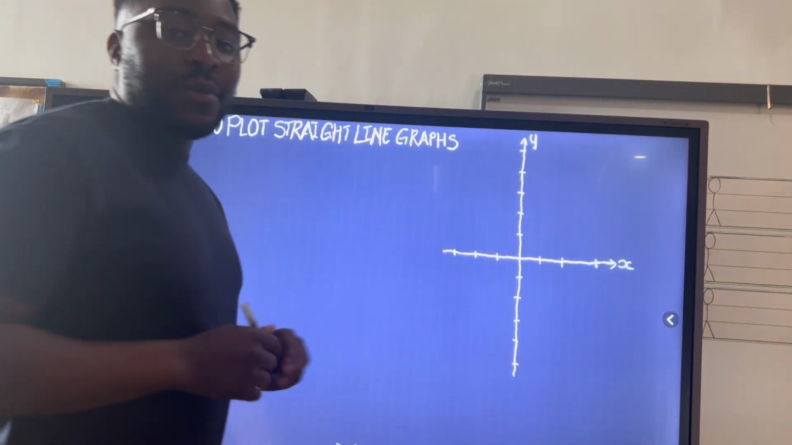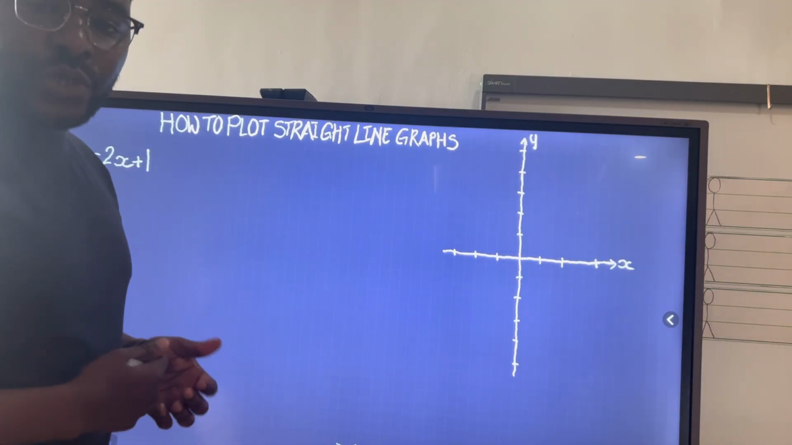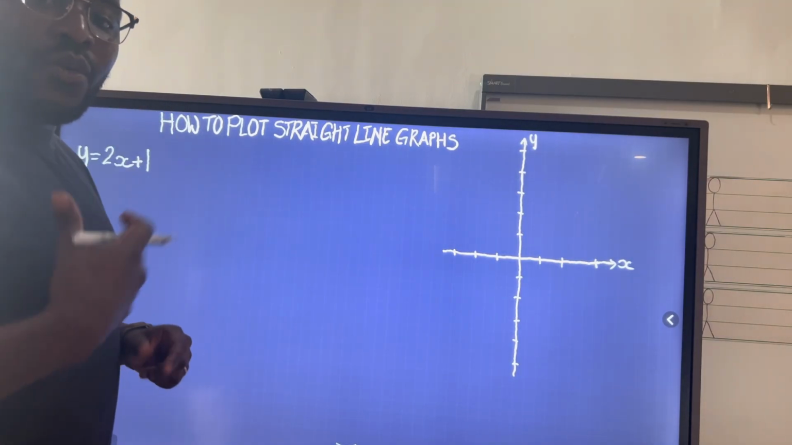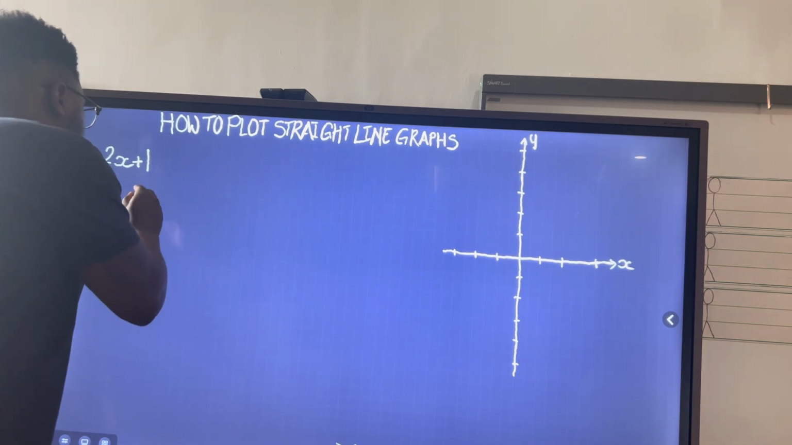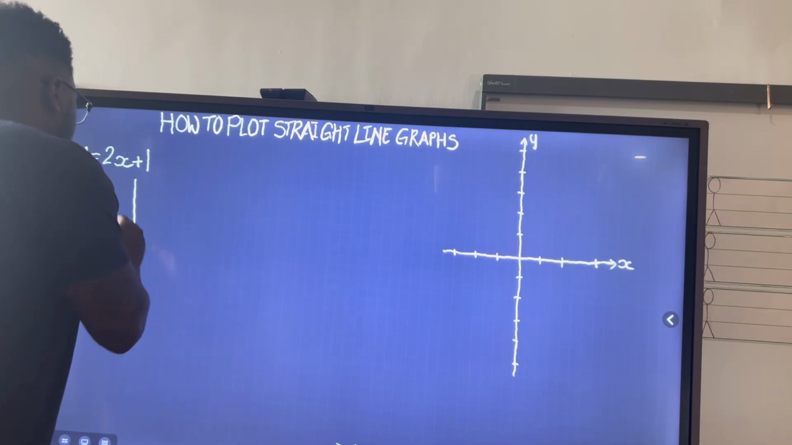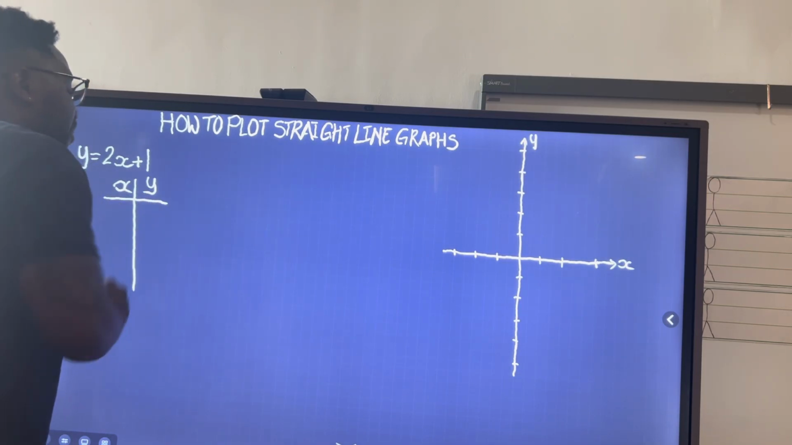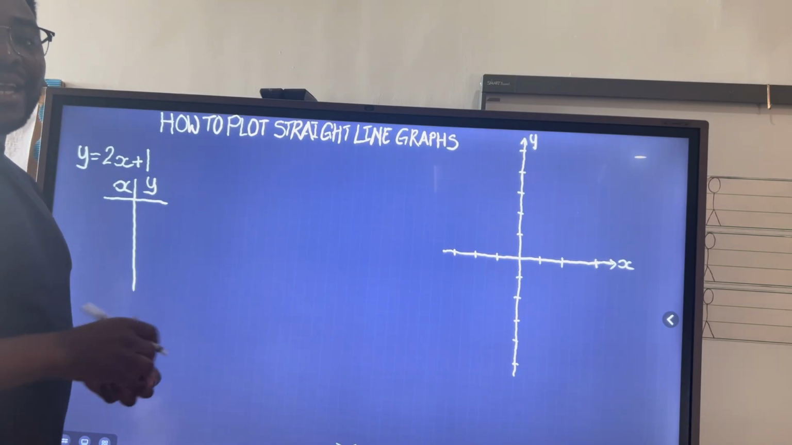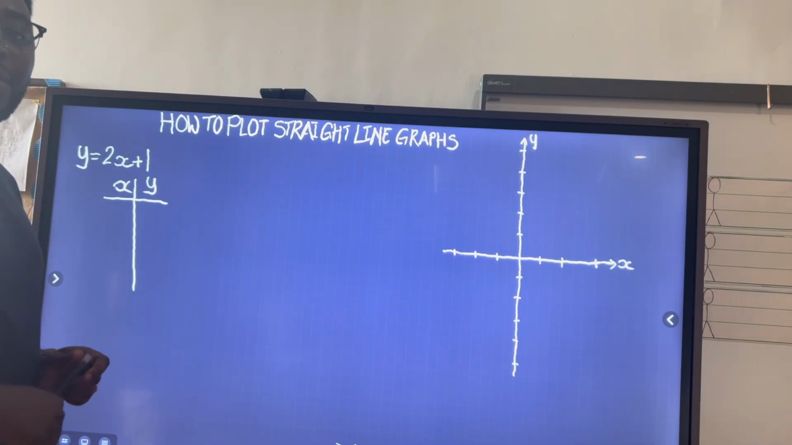So our first step would be generating coordinates. And how do we do that? We do that by finding our x and y values. I'm just going to put my table of values over here. My x values will be here and my y values will be there. Now we have to choose x values that satisfy our linear equation.